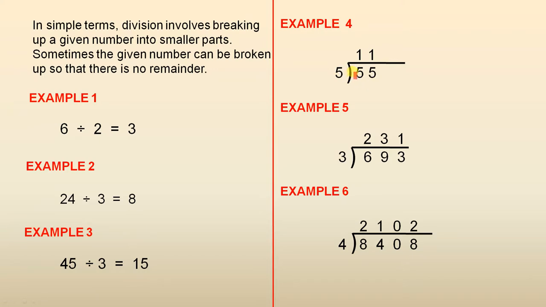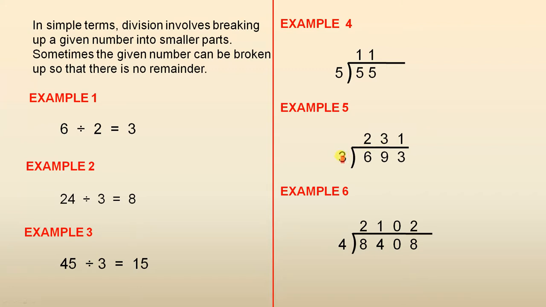5 divided into 55. That is, we're breaking 55 up into 5 parts. 5 divided into 5 goes once. 5 divided into 5 goes once. So the answer is 11. So when you break up 55 into 5 parts, the answer is 11.